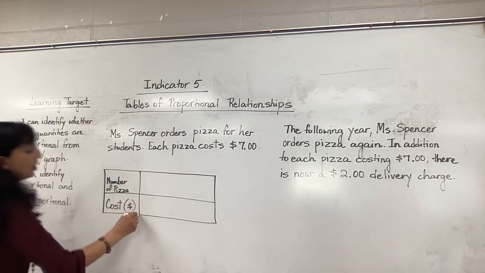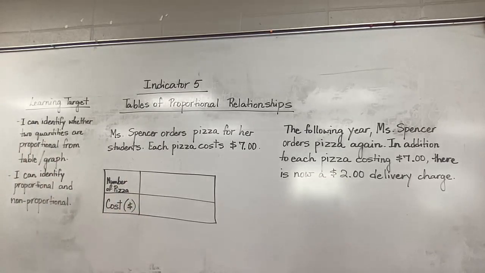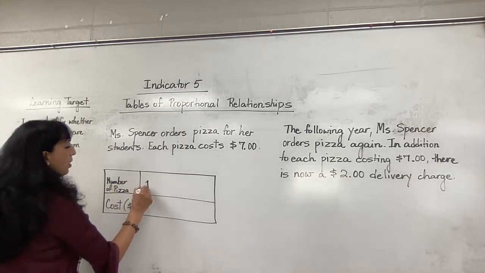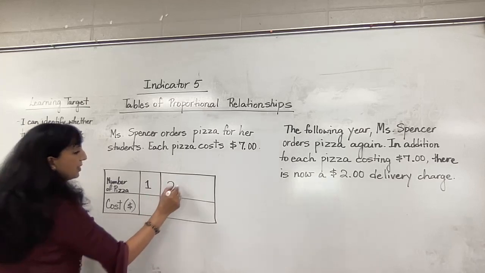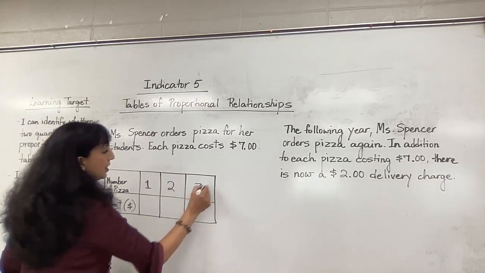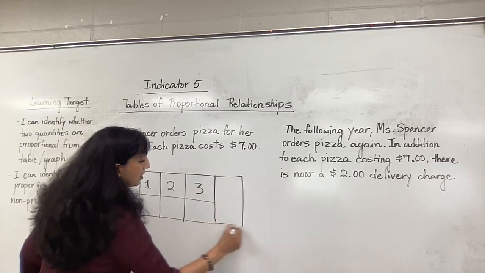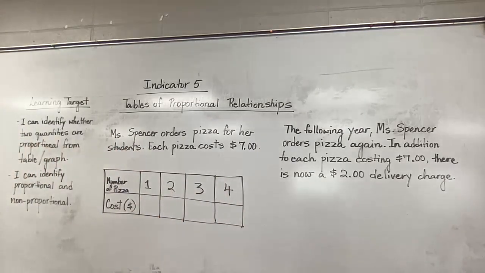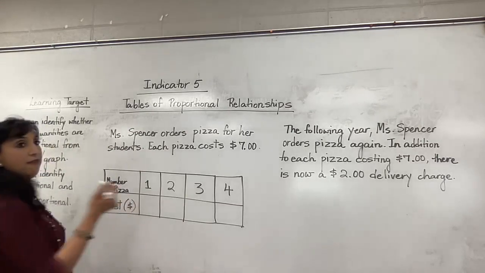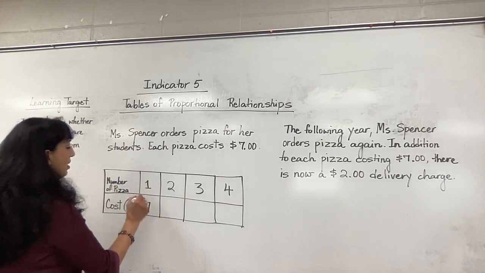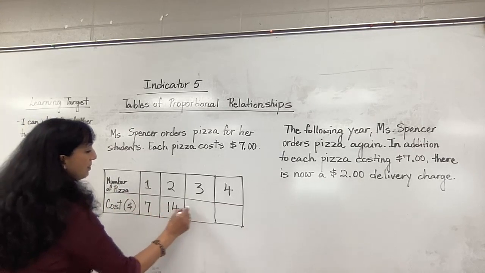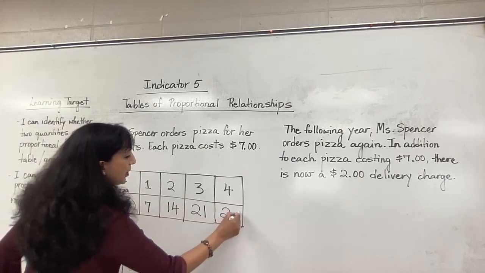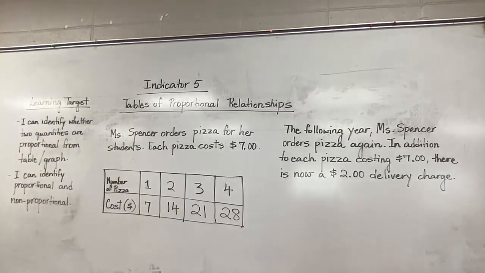Okay, so I'm just going to give some values. Let's say one pizza, two pizzas, three pizzas, and four pizzas. It says that each pizza costs $7. So the first one is 7. 2 times 7 is 14. 3 times 7 is 21. 4 times 7 is 28. All right, so I fill it out like this.